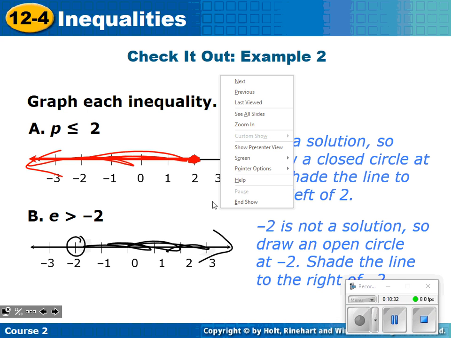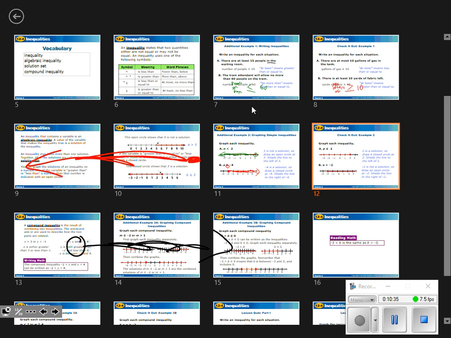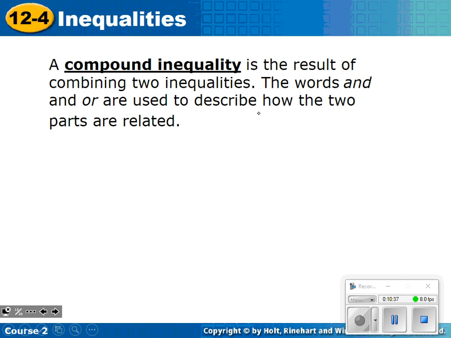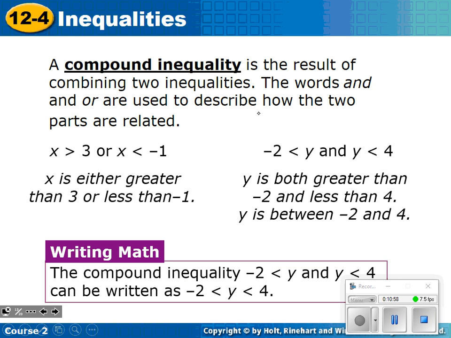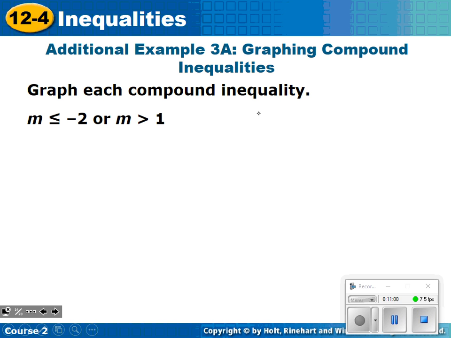Last thing I want to show you is this. Sometimes we're going to have what's called a compound inequality. The result of combining two of them together. The words and or are used to describe the two parts related. Now, you can have one that goes x is greater than 3 or x is less than -1. This one shows m is less than -2 or m could be greater than 1.